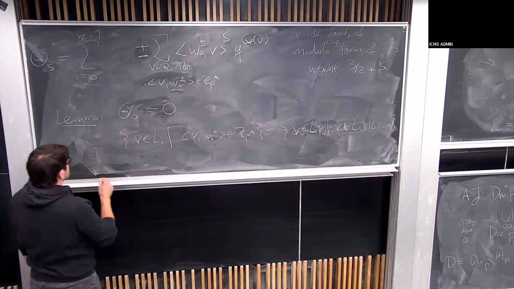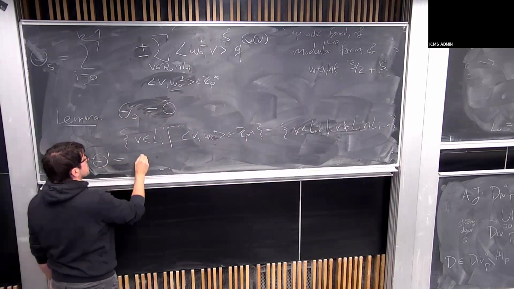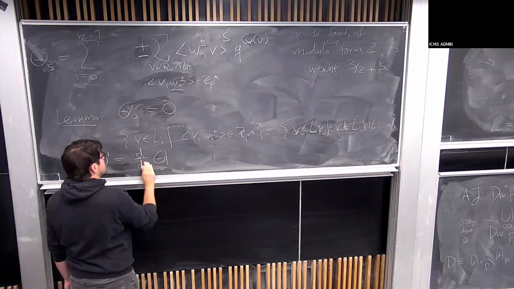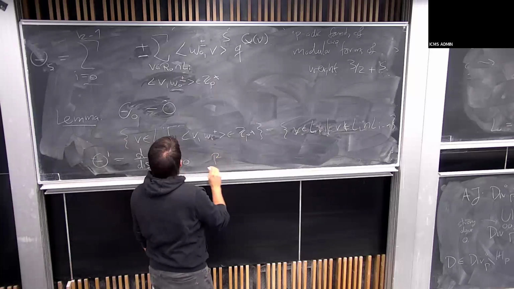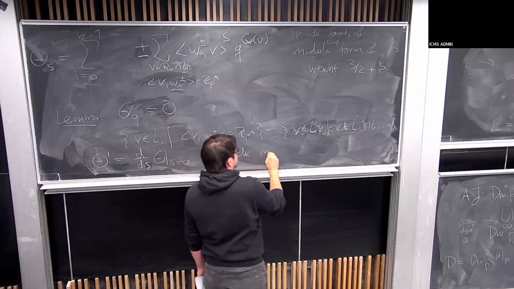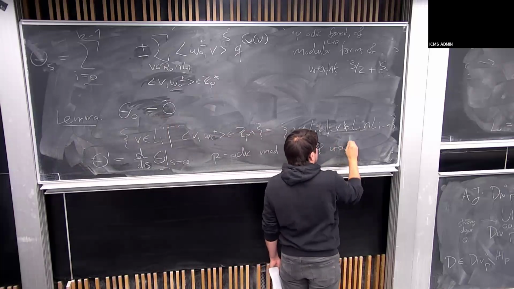So what you can do now is look at maybe theta prime, which is just you take d/ds of theta at s equal to 0. And because the thing vanishes at 0, this will be a p-adic modular form of weight 3/2.